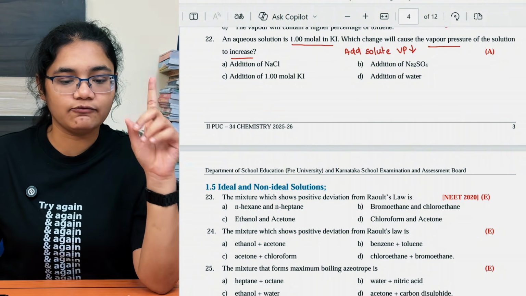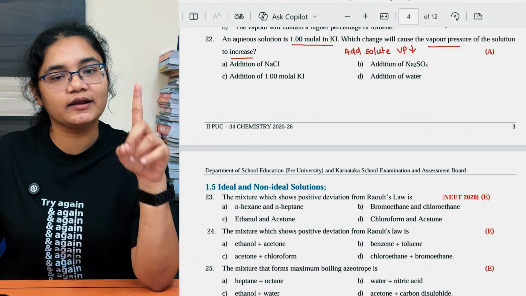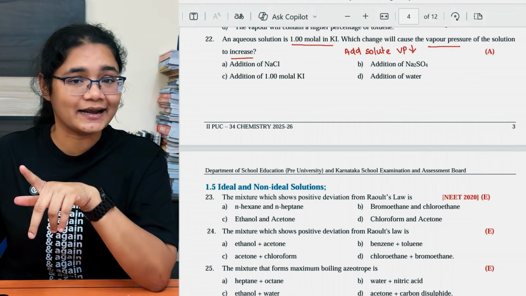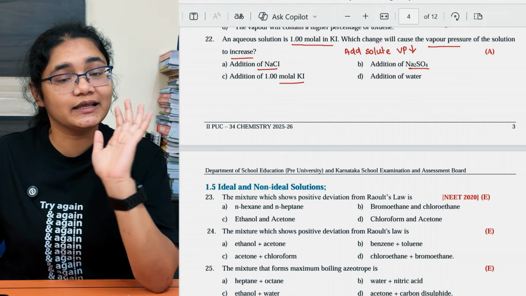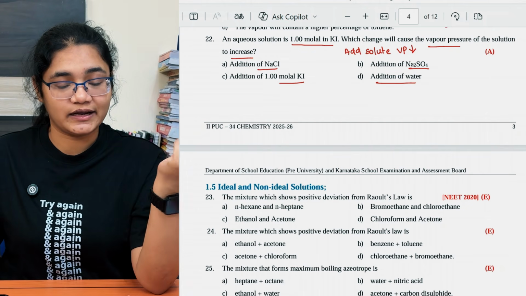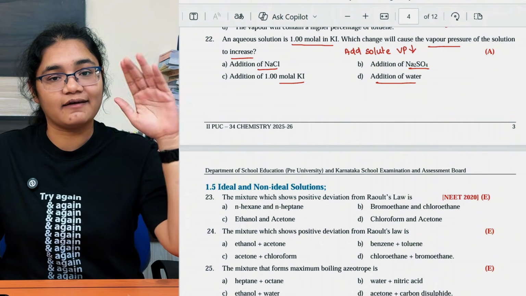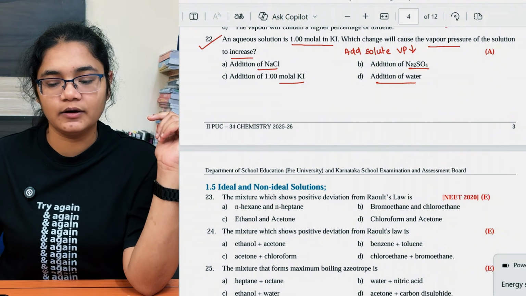Now you have already 1 molar KI, means in 1000 gram of water, already 1 mole KI solute is added. Now if you keep on adding other solutes, the vapor pressure will keep on decreasing, it will not increase. But water is a volatile solvent. If you add extra water, then water will evaporate and the vapor pressure can increase. So answer here will be option number 2.